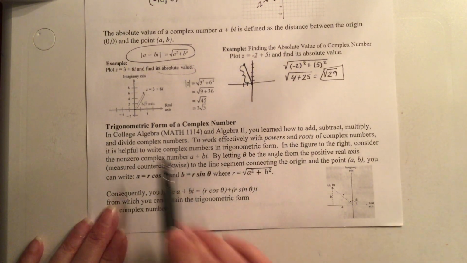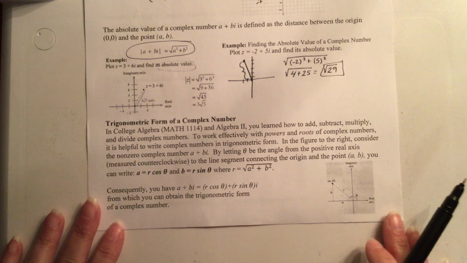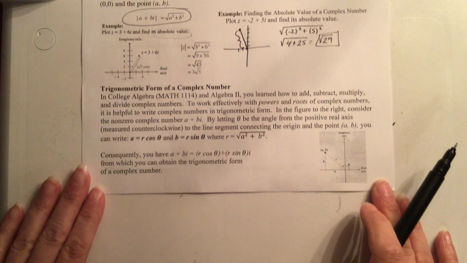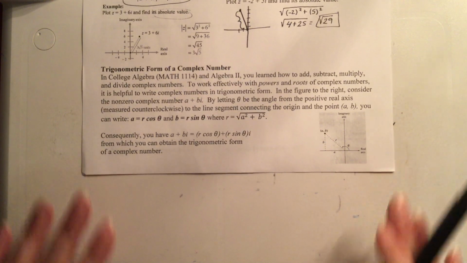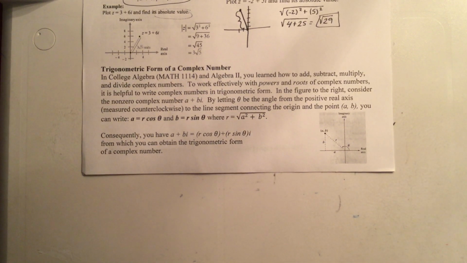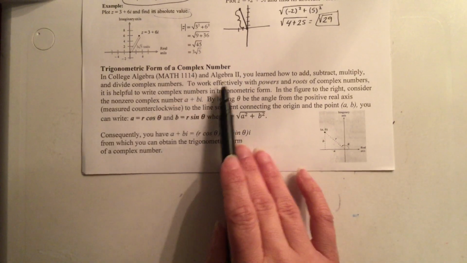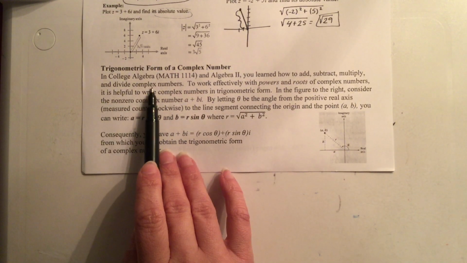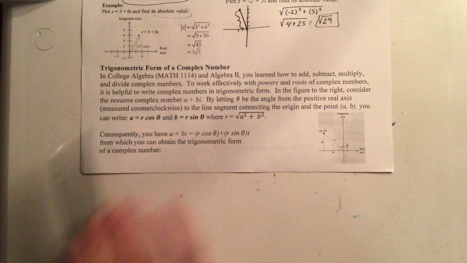Now we're going to go ahead and move on to what they call the trig form. This, again, is going to be based a lot off of that unit circle, and that's hopefully something that you saw throughout this course. The unit circle is very important. So again, that idea will come back for the rest of the notes for today. In college algebra and in algebra 2, we talked about adding, subtracting, multiplying, and dividing complex numbers. Those are skills that we work through.